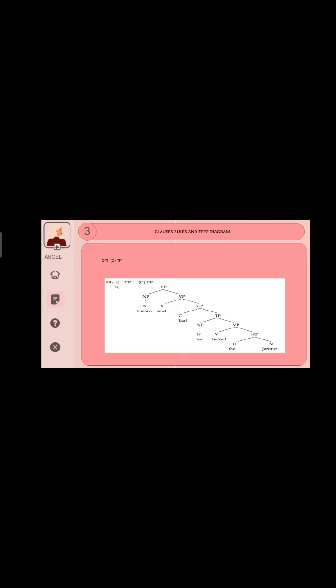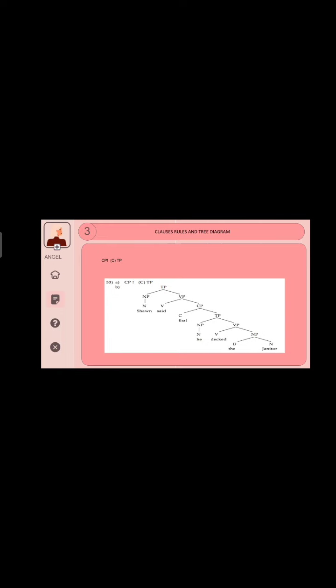So we use that. The rule here is CP, which means complementizer phrase, and then the complementizer, then the tense phrase. So the sentence goes, she said that he decked the janitor. Before it is, Sean said, the tense phrase that has a noun and a verb, and then he decked the janitor, noun and then verb, and then noun phrase, the janitor.